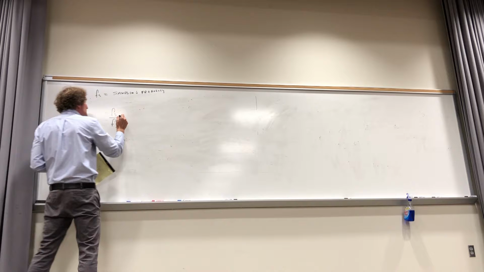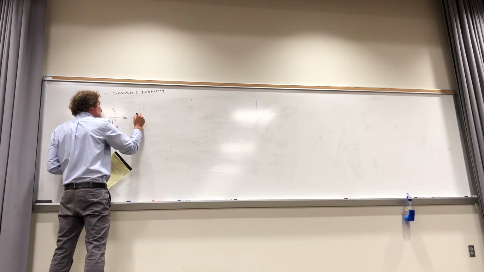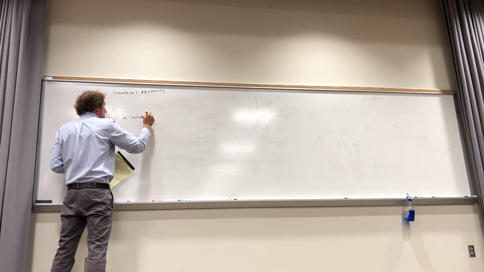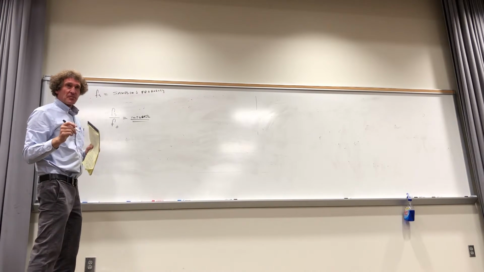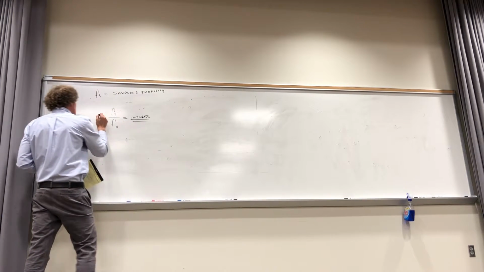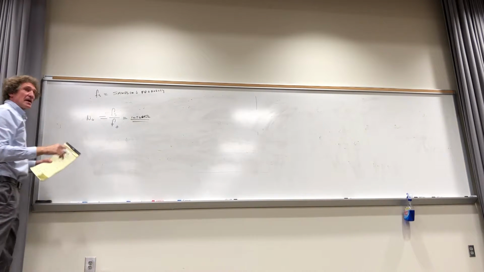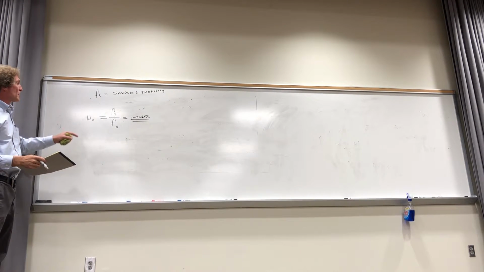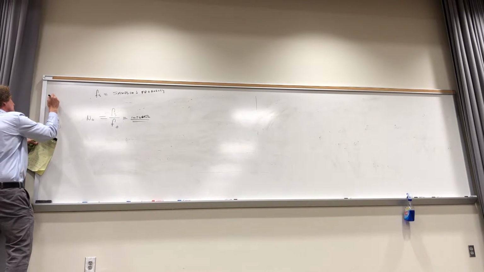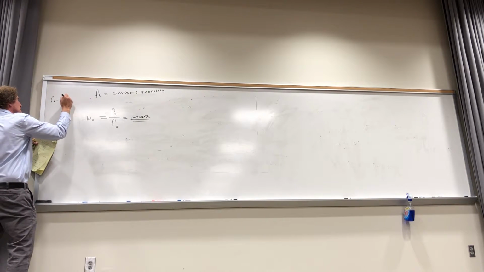If this is an integer, and it has to be an integer, we'll call the value n naught. Then what I'm trying to do is eliminate f naught. That's what I didn't put down there. We want to eliminate this.